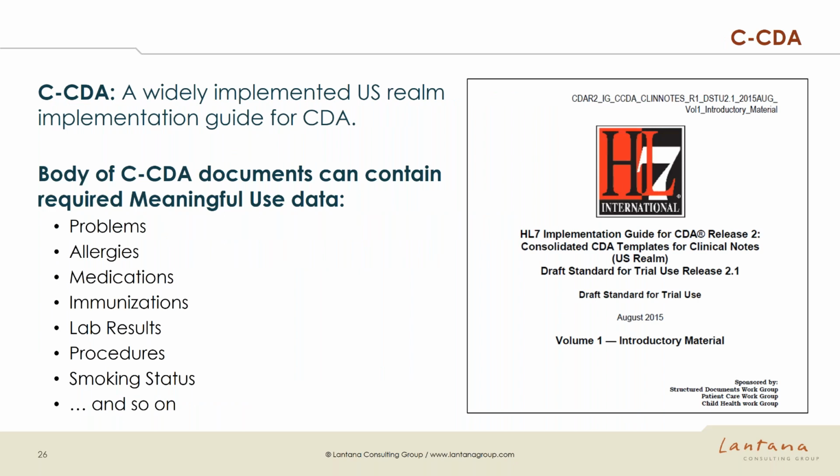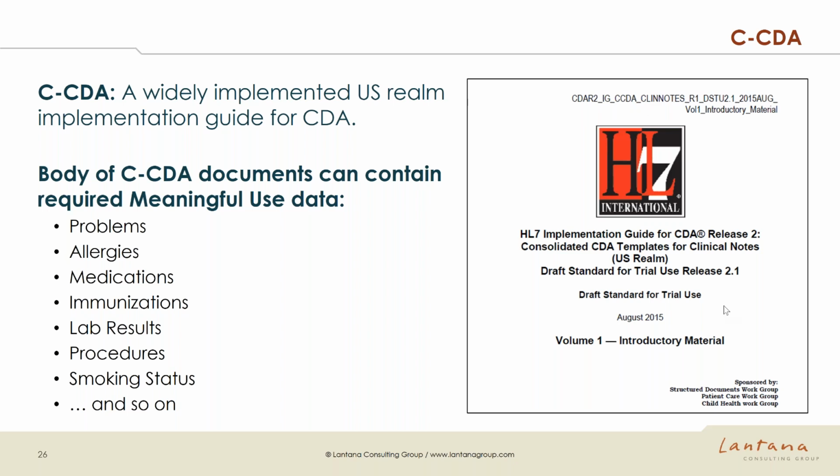Okay, so I mentioned CCDA, or Consolidated CDA. CCDA is an implementation guide. In other words, it's a constraint on CDA for the US realm for defining US documents. It defines several document types, I would say close to a dozen, I believe, as well as the legal sections that compose those documents and any coded data that might be present.